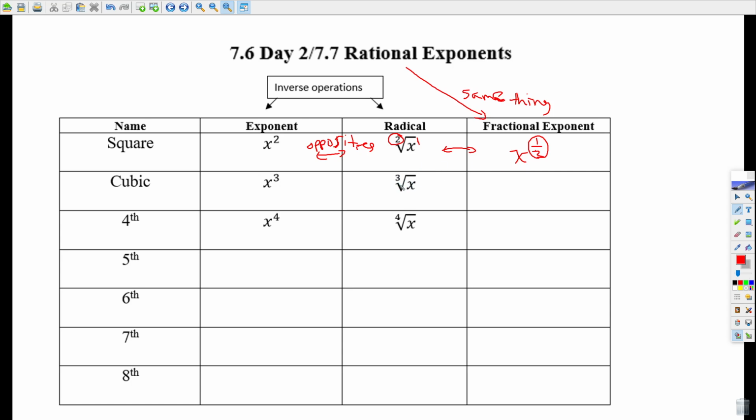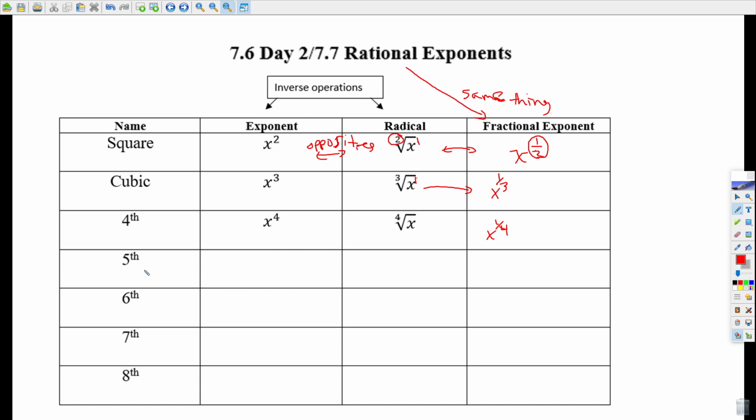So using the same kind of logic, the cube root of x would be written as x to the 1/3. Again, the power here is 1. So just another way to rewrite this. And then we're going to keep filling this out. Fourth root of x would be x to the 1/4. And we can keep doing this.